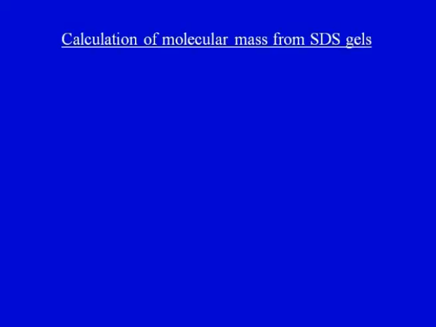SDS-PAGE is widely used for, like we say, calculation of molecular mass. So, you can identify the protein and get some information about it. Now, molecular masses of proteins can be estimated by comparing the migration of proteins of interest to standards of known size.